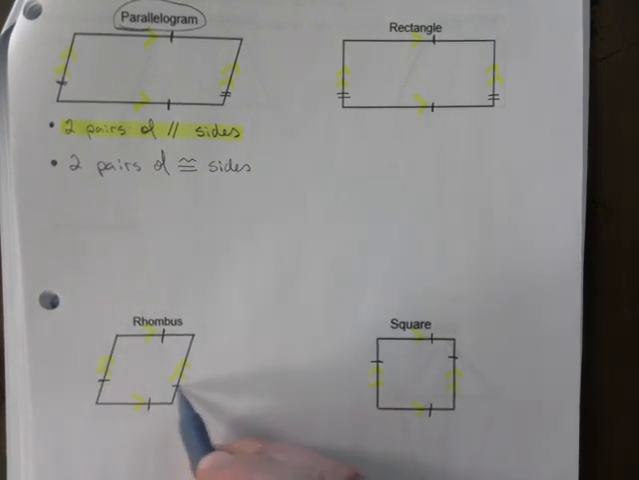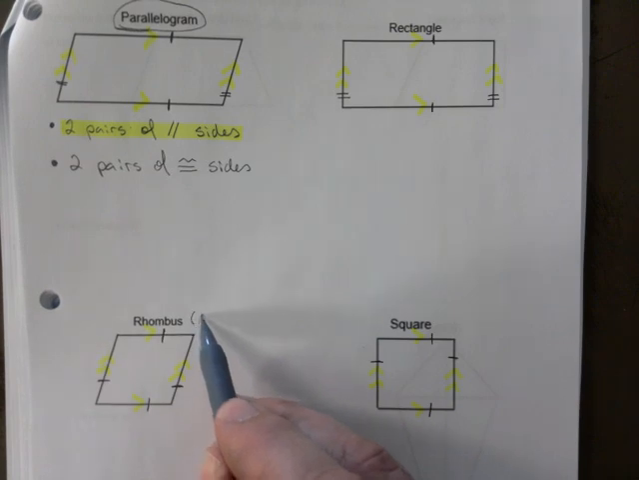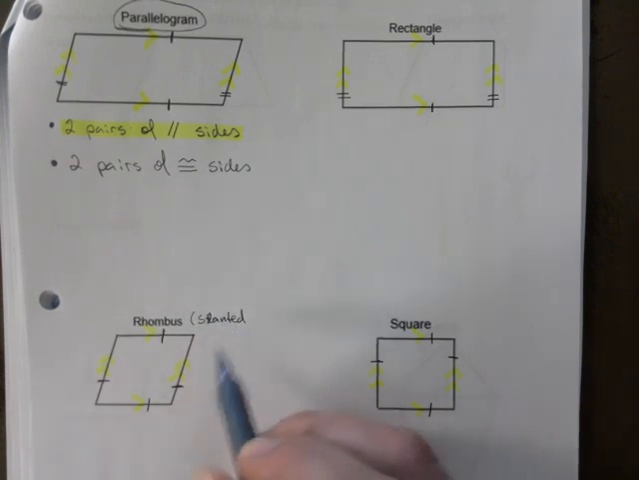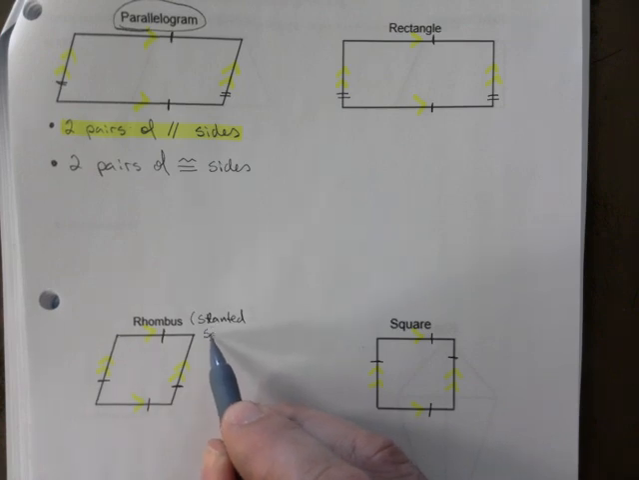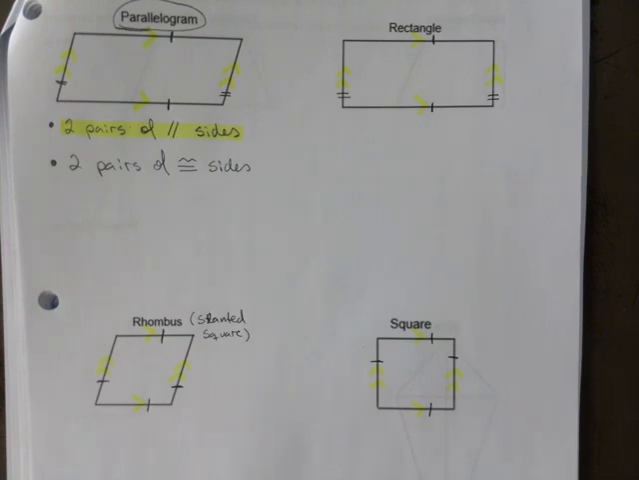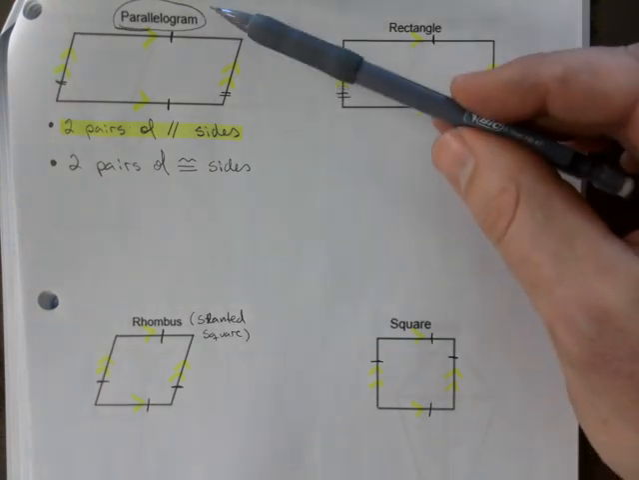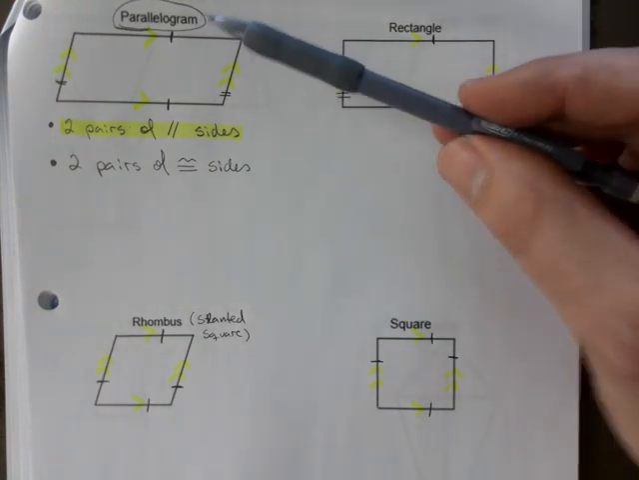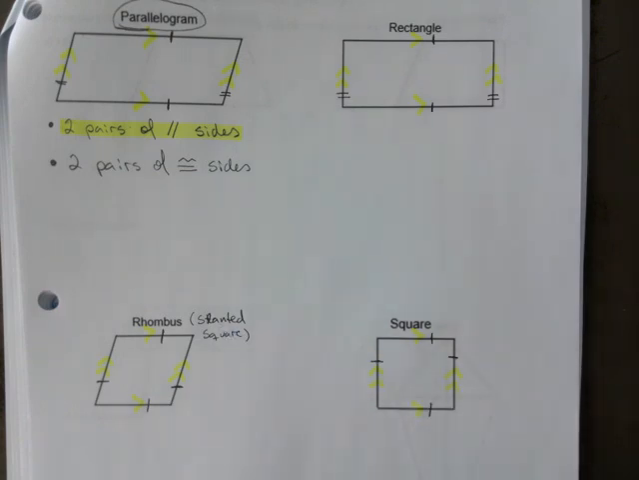A rhombus is a slanted square. Let's call that a slanted square. That's what a rhombus is. A parallelogram is a slanted rectangle, right? But I think I'm just going to focus on that rhombus there.